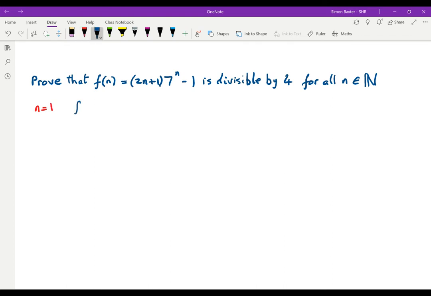If n equals 1, we've got that f of 1, 2 times 1 plus 1 is 3, times 7 to the 1 minus 1, is 21 minus 1, which is 20, which is 4 times 5. And so we do have that f(1) is divisible by 4.